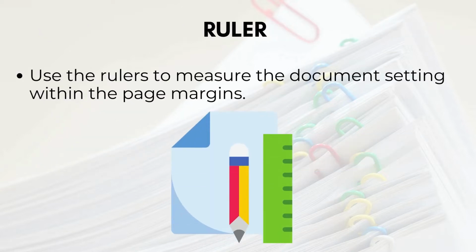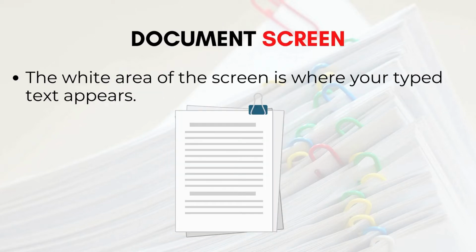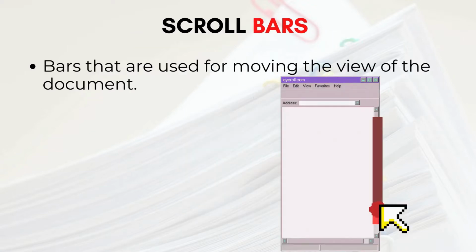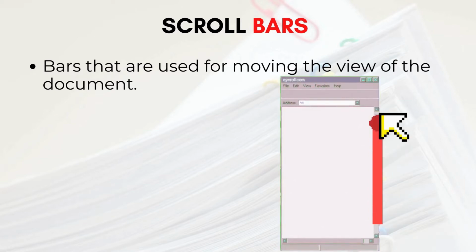Ruler. Use the rulers to measure the document setting within the page margins. Document screen. The white area of the screen is where your typed text appears. Scroll bars. Bars that are used for moving the view of the document.